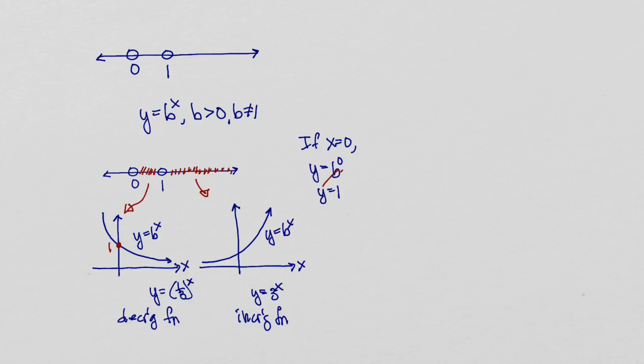So this curve goes through 1 on the y-axis. And it also goes through, if x is 0, y is 1. On this graph here, if x is 0, we're right here. It also goes through 1 on the y-axis.